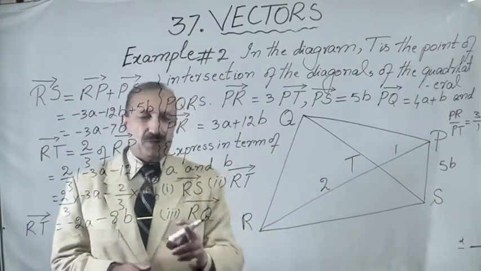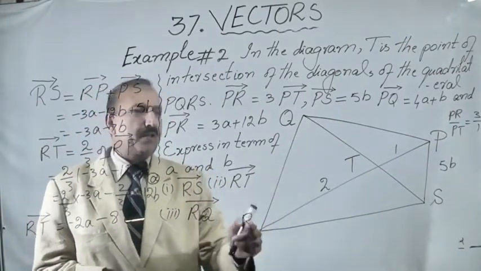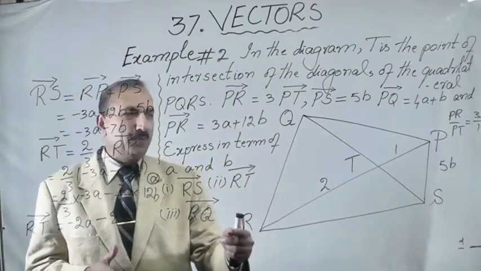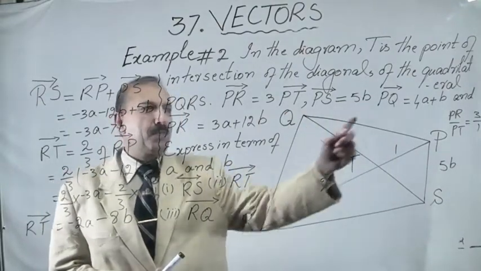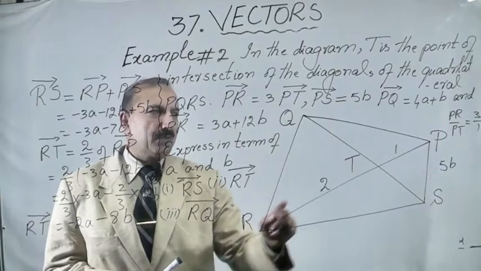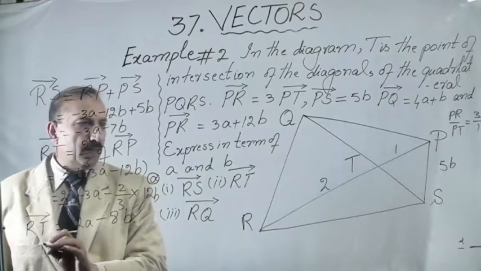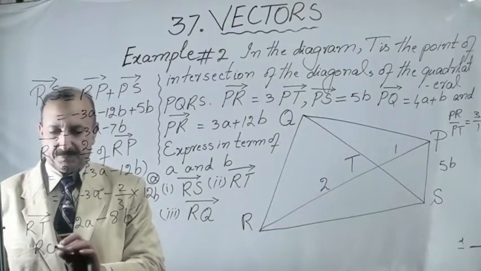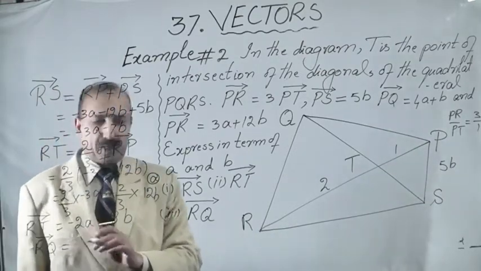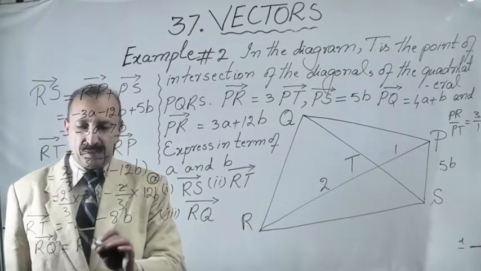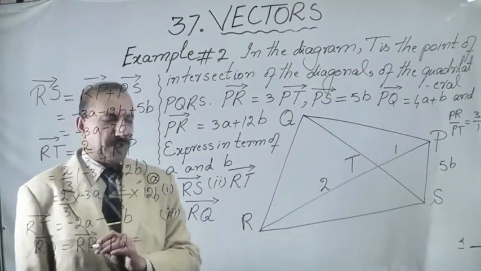And now finally we need to find RQ. Here is RQ. This vector RQ, my dear student, is equal to RP plus PQ. Here PQ is given. So we need to find RQ, and its path is RP plus PQ. Let's substitute these values.